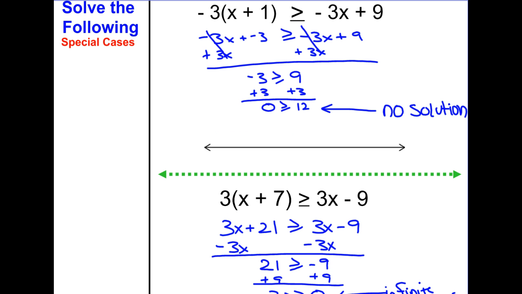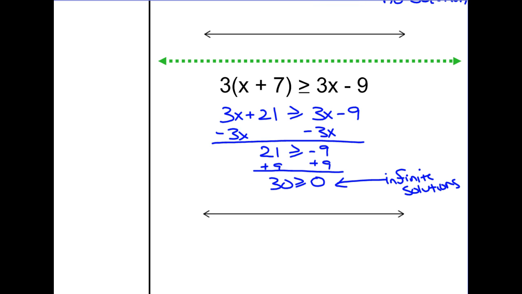Now, in this first problem here, you really could have stopped right here and realized, all right, I know negative 3 can never be greater than 9. And on that second problem, I could have always looked right there and said, okay, I know that 21 is always greater than or equal to negative 9, and stopped.